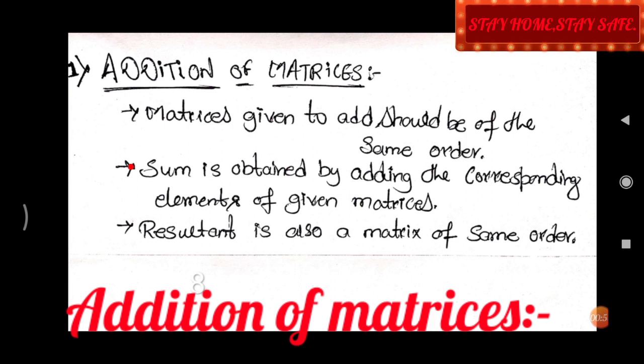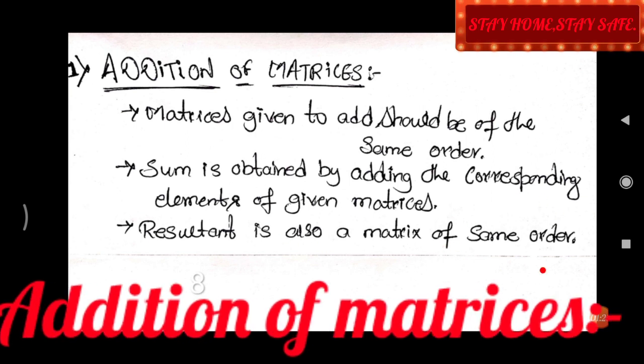Next in the line, it says that sum is obtained by adding the corresponding elements of given matrices. How is the sum obtained, friends? Sum is obtained by adding the corresponding elements of given matrices. We know what corresponding elements are, as I said in my previous video. And the resultant is also a matrix of the same order. Mind you, my friends, what we get as the sum is nothing but the resultant, and the resultant is also a matrix of the same order.